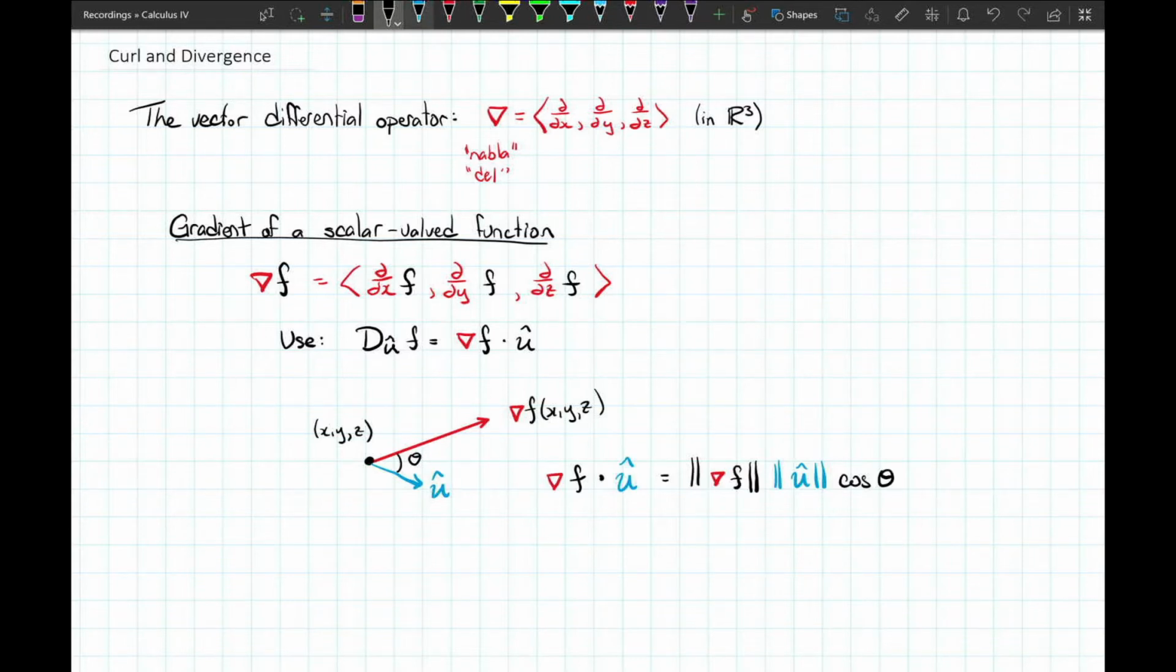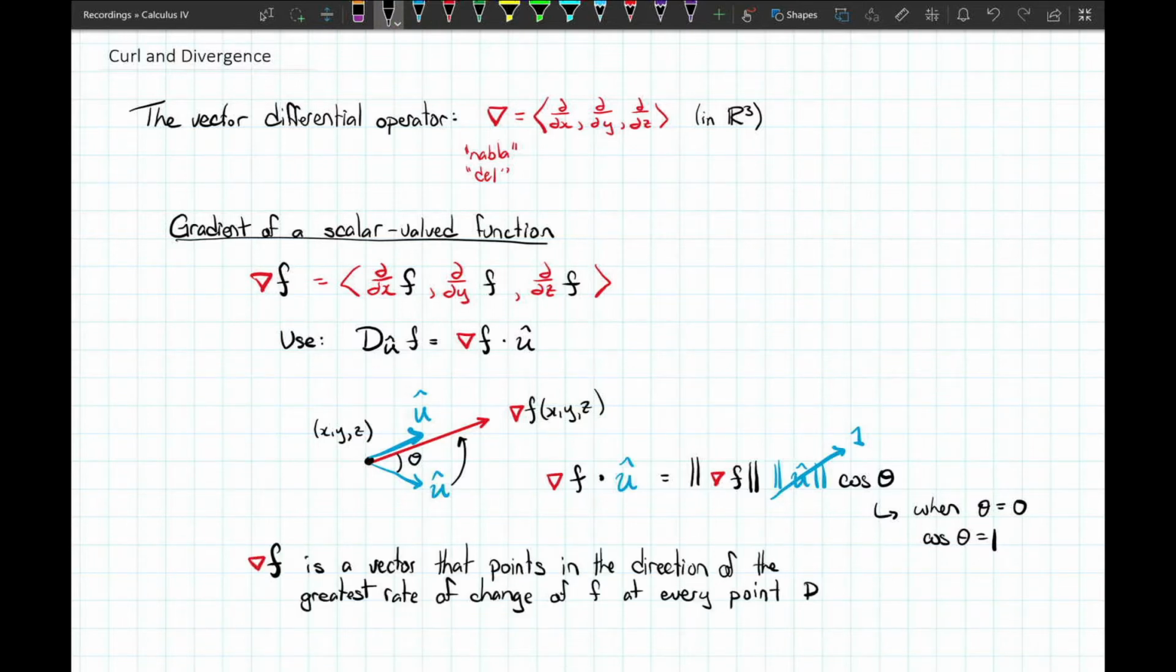Well, because this is a unit vector, the magnitude of u hat is equal to 1. And if we want this to be the largest value possible, we would need to make cosine theta as large as possible, and that's only going to happen when we make cosine theta equal to 1 or theta equal to 0. Well, that tells us that the largest directional derivative happens when u is parallel to the gradient. So we can really imagine, again, gradient of a scalar valued function is a vector pointing in the direction of the greatest rate of change of f.